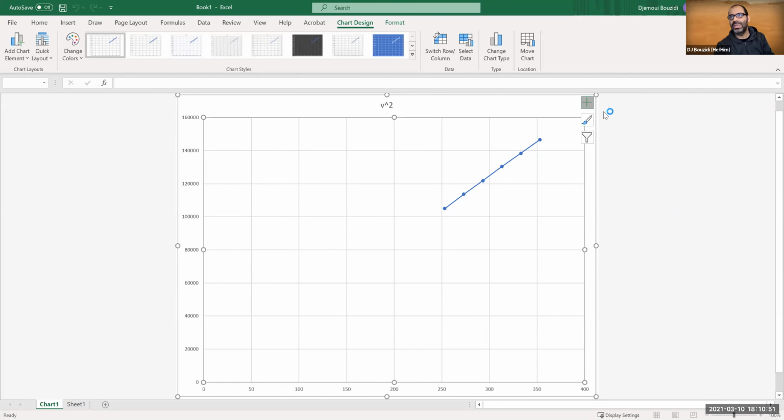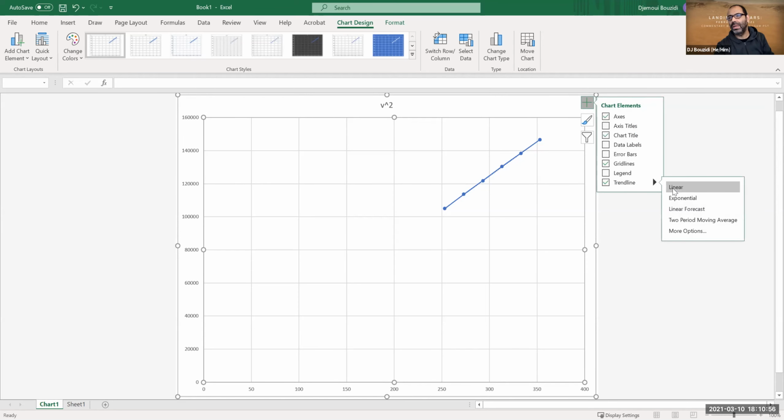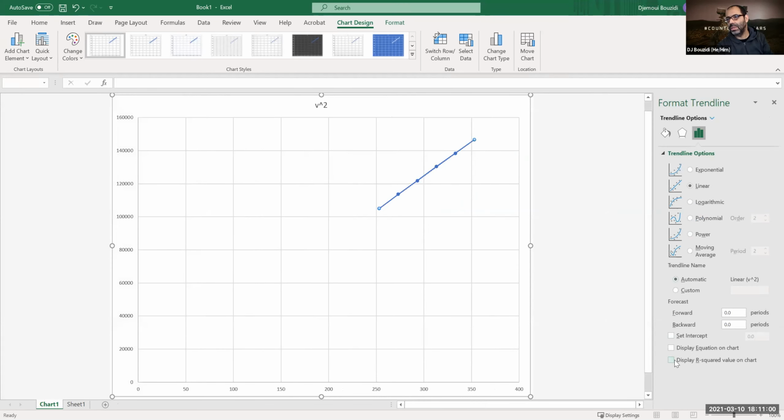Now, what I need from this chart is actually the trend line. That should give me the linear option, and more options, where I want to display the equation on the chart. This is the equation. This is the slope, by the way, 416.5. That is what I need from this expression. Okay, that is the slope I will need.